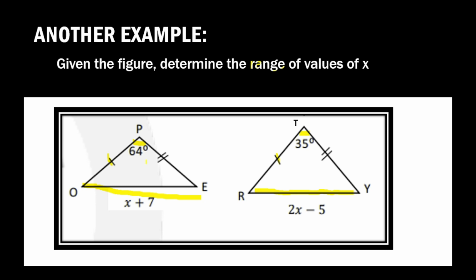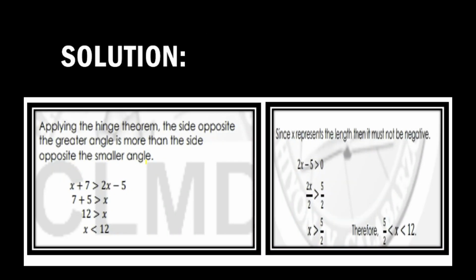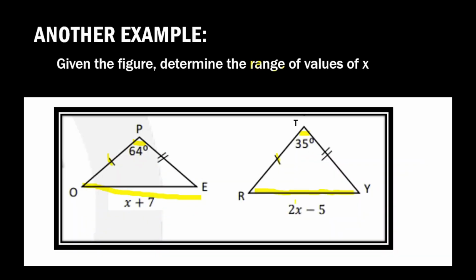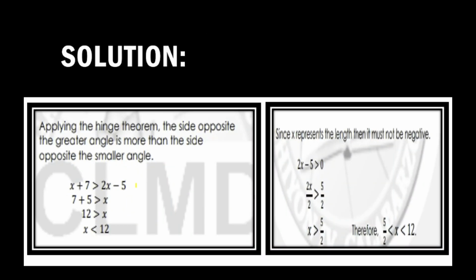So, based on that, we can form an equation or an inequality. Applying the Hinge Theorem, you can say that x plus 7 is greater than 2x minus 5. Let us go back: x plus 7 is greater than 2x minus 5. This is our inequality. And then, by solution, we transpose x to the right side and negative 5 to the left side. So, 7 plus 5, and 2x minus x becomes just x. So we have 12 is greater than x.